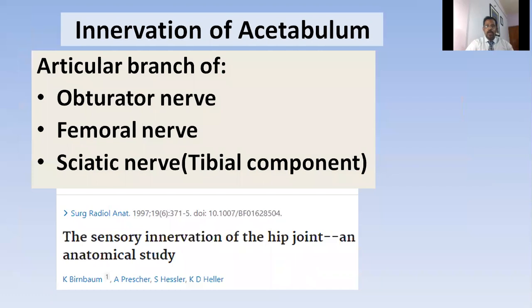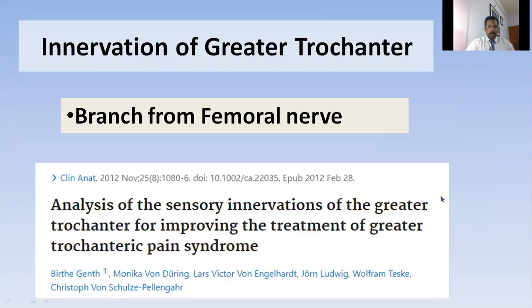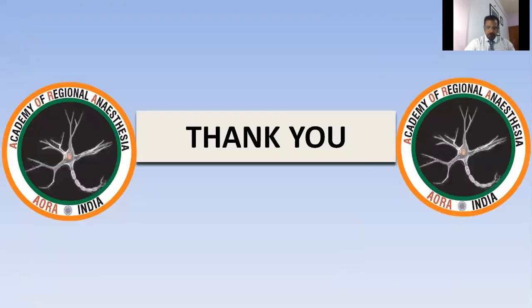Now, the innervation of the acetabulum is from the articular branch of the obturator nerve, the femoral nerve, and the tibial component of the sciatic nerve. The head, neck, and the proximal shaft of the femur are innervated by the articular branch of the obturator nerve, the femoral nerve, and the tibial component of the sciatic nerve. The greater trochanter is innervated from the branch of the femoral nerve. So, to brief, you have to plan your block accordingly. I have already described. Thank you very much.